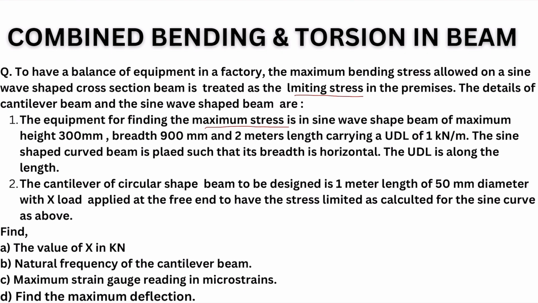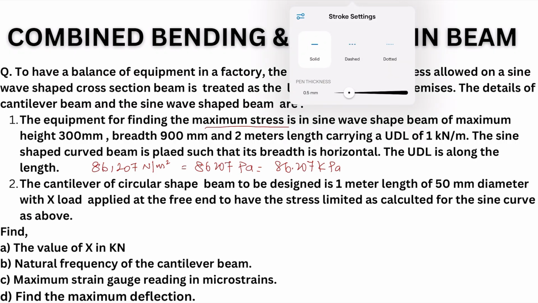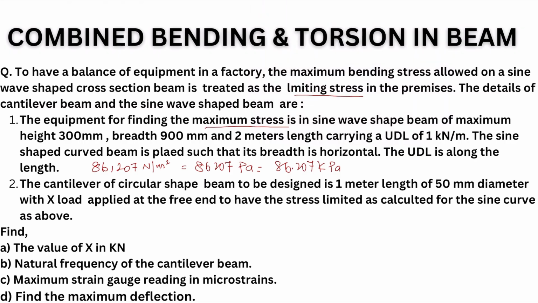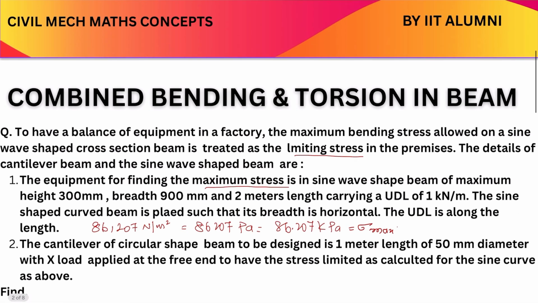In the first part we found the maximum stress, which is the limiting stress. Its value is 86,207 Newton per square meter, that is equal to 86,207 pascals, that is equal to 86.207 kPa. This 86.207 kPa is the limiting bending stress, sigma maximum. This is what we have got.